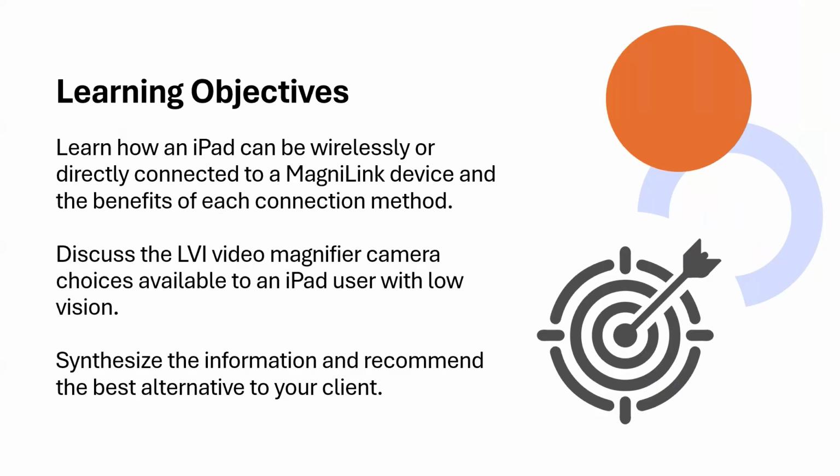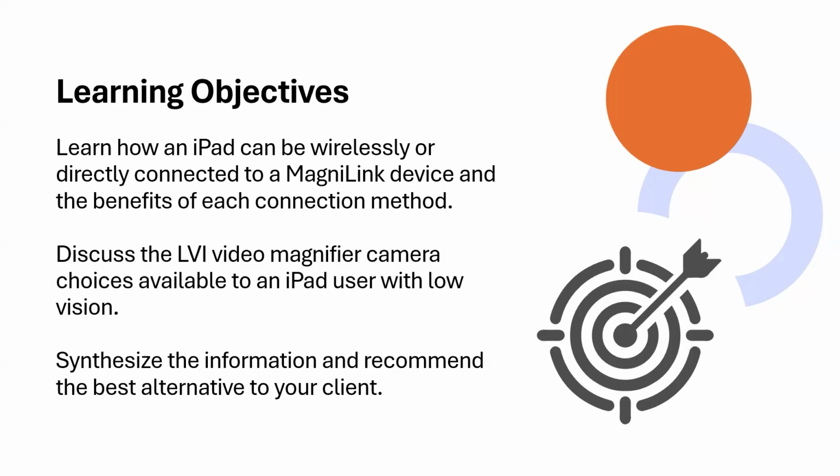The next slide goes over our learning objectives. First of all, I want to clarify that today we are not offering ACB REPs, but we still want to have learning objectives every time we do a webinar because we want to make sure that we cover some great features. The learning objectives for today are: learn how an iPad can be wirelessly or directly connected to one of our MagnaLink devices, and the benefits of each connection method, because some people prefer wireless and some people prefer wired. There's no right or wrong, and we'll talk about the benefits of both.